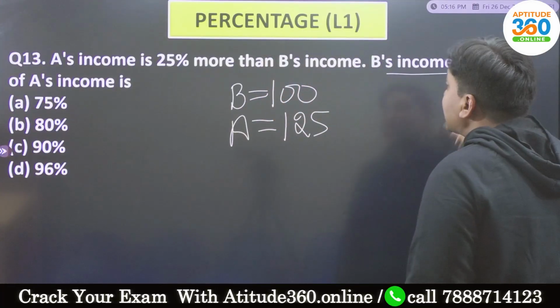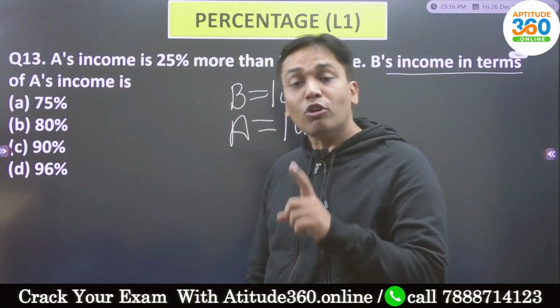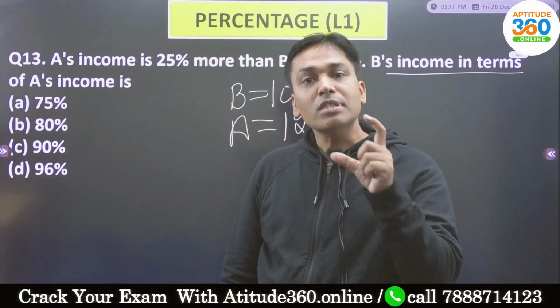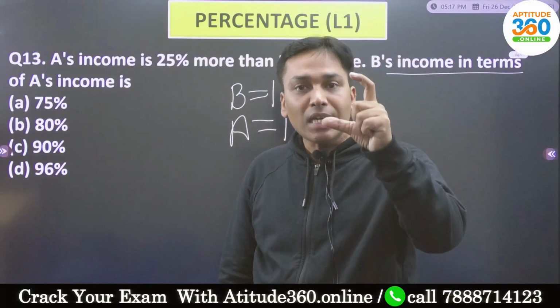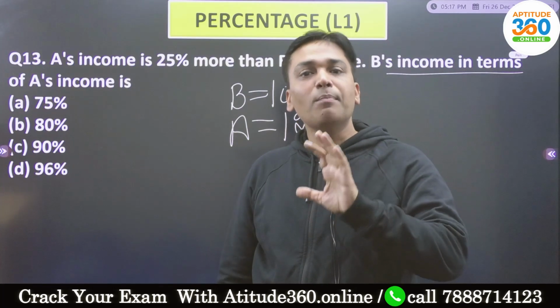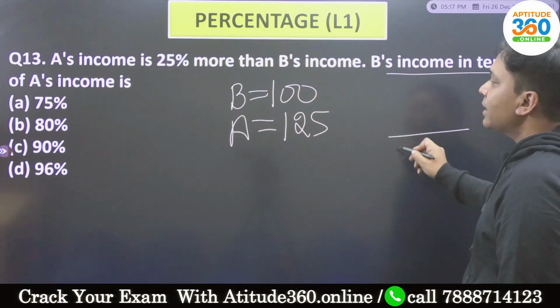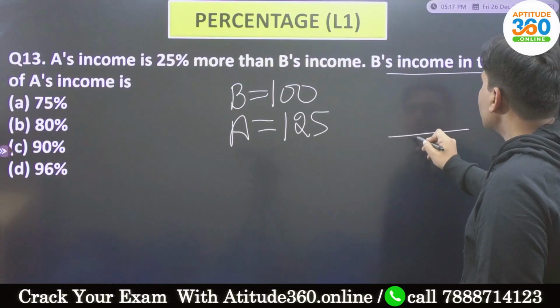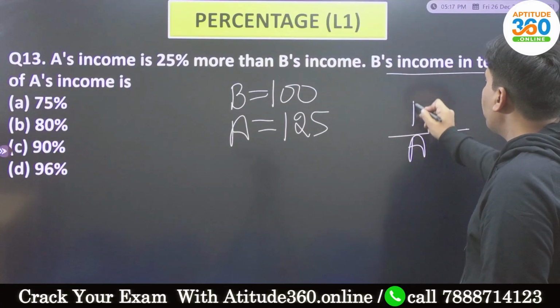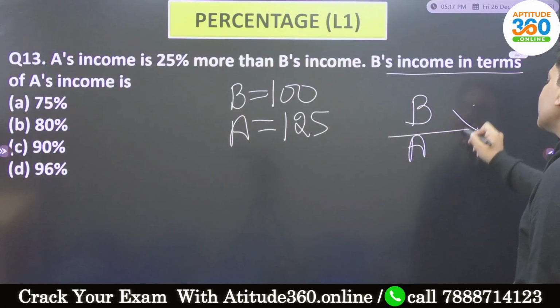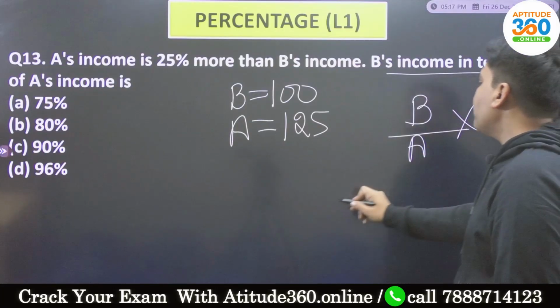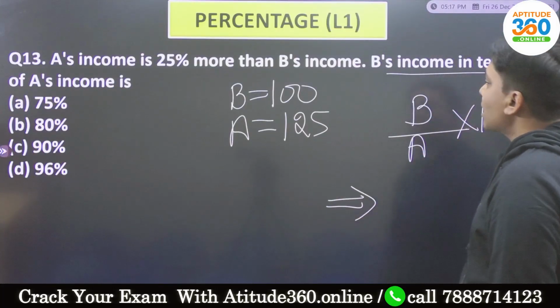B's income in terms of A's income. They are not asking you more or less. वो सिंपल ये कह रहा है कि B की इनकम को A की इनकम से आप कंपेयर कर दो. जिससे कंपेयर करोगे that value should be in the denominator. जिसको कंपेयर करोगे that value should be in the numerator, isn't it? That is what we have been doing. So this is coming out as B by A.